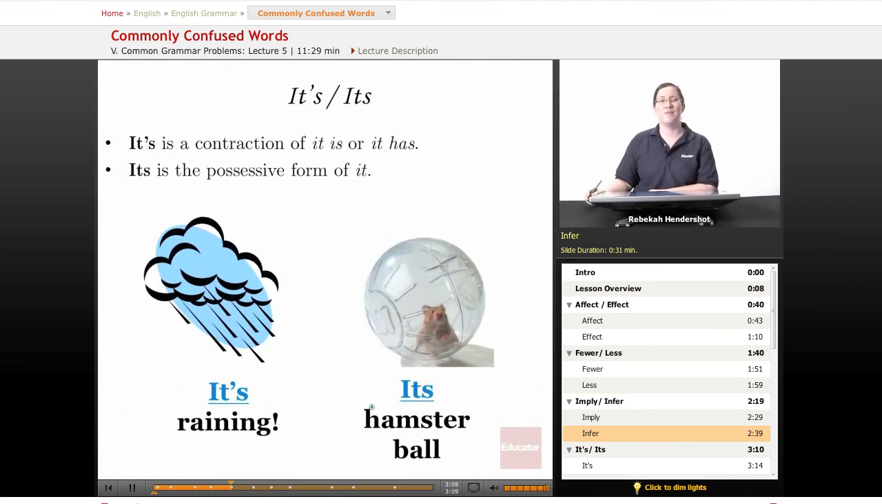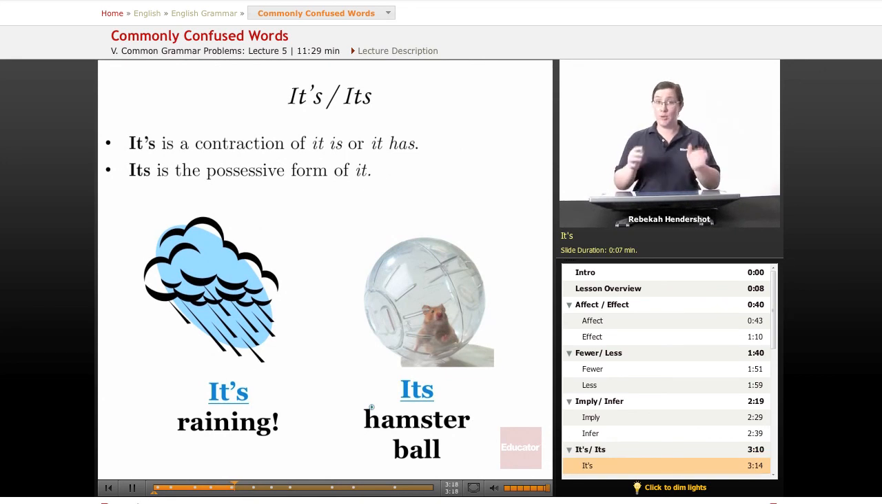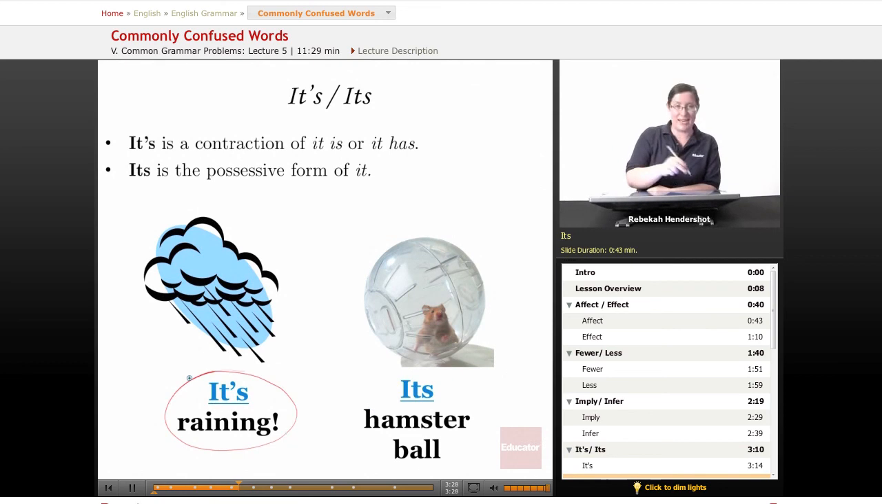All right, it's versus its. Please, please, please remember this one. It's, I-T apostrophe S, is a contraction of it is or it has. It's always a contraction, never anything else. ITS, without the apostrophe, is the possessive form of it. The way you remember this? Remember the sentence, it's raining. See this apostrophe right here? Think of it as a raindrop. You always use the contraction form to say it's raining because it's short for it is raining.